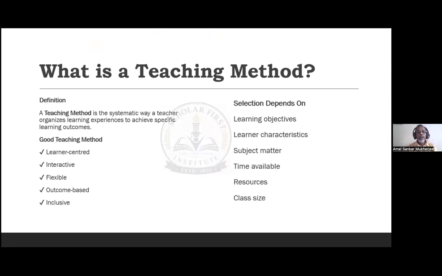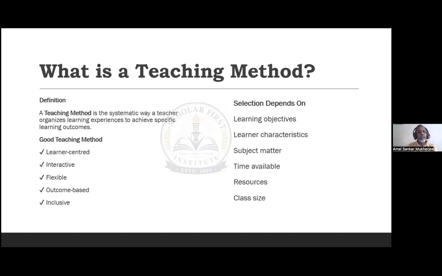So the teaching method is the systematic way a teacher organizes learning experiences to achieve specific learning outcomes. What I have told, teaching method is a systematic way a teacher organizes learning experiences to achieve specific learning outcomes.